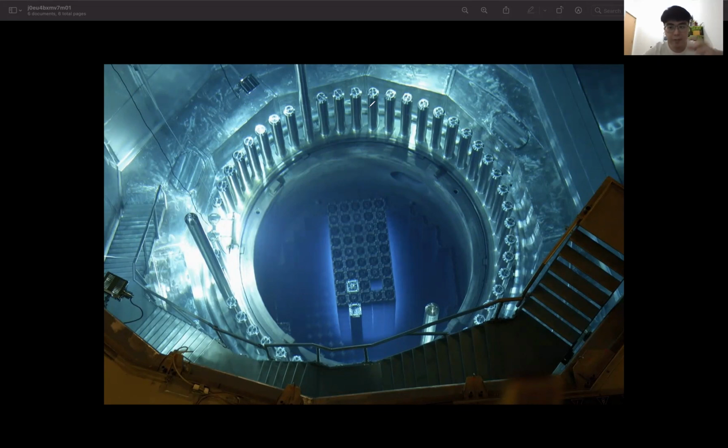You can even swim in the water here, but you don't go too near to the reactor down there. If you go too near to the reactor, then you'll be exposed to the radioactivity. You cannot touch all this rock. But if you swim on top, there's no harm. It's perfectly safe, even if you fall into the water.